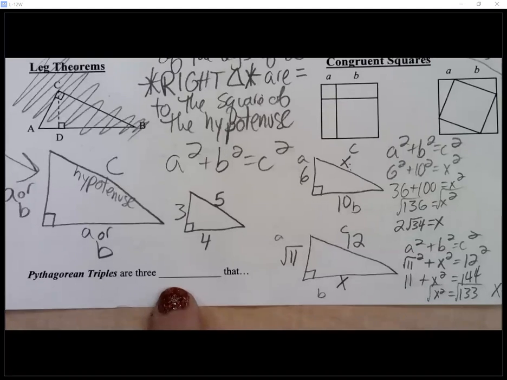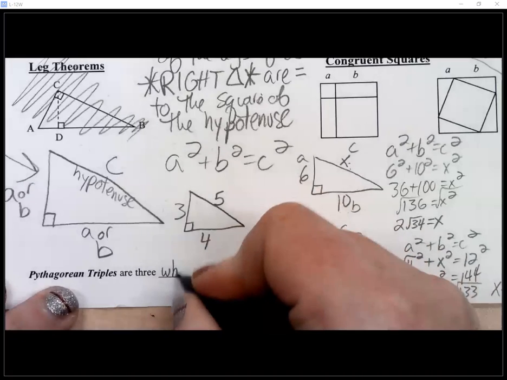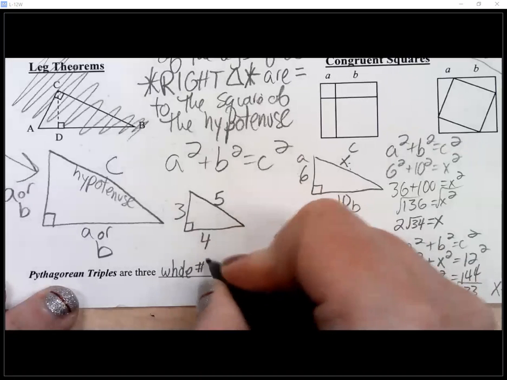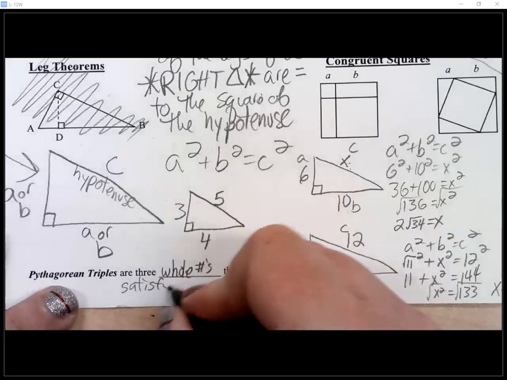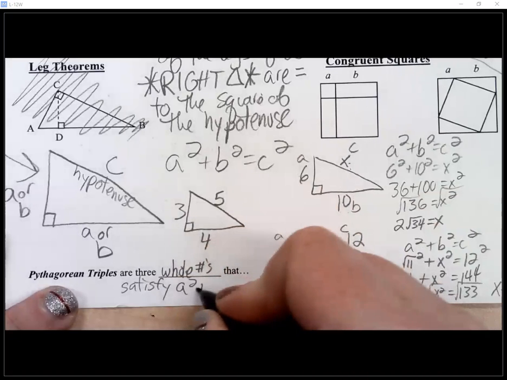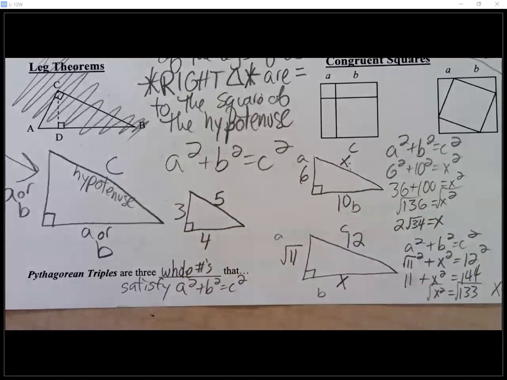So Pythagorean triples are 3 whole numbers that satisfy the Pythagorean theorem, a squared plus b squared equals c squared. There's lots of them, but my favorite one is 3-4-5 because it's so easy. There are other ones like 5, 12, 13. 5 squared plus 12 squared really does equal 13 squared. So they're very convenient to know, but there's no way you can memorize all of them.